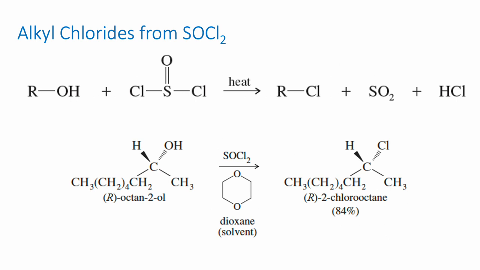This other reagent, thionyl chloride, is specific for alkyl chlorides, and we also get really good yields from this reaction. And it's often easier for us to separate the byproducts. So this mechanism works really well for us to purify our alkyl chloride when it's done, namely because we make SO2. And SO2, that sulfur dioxide, is a gas.